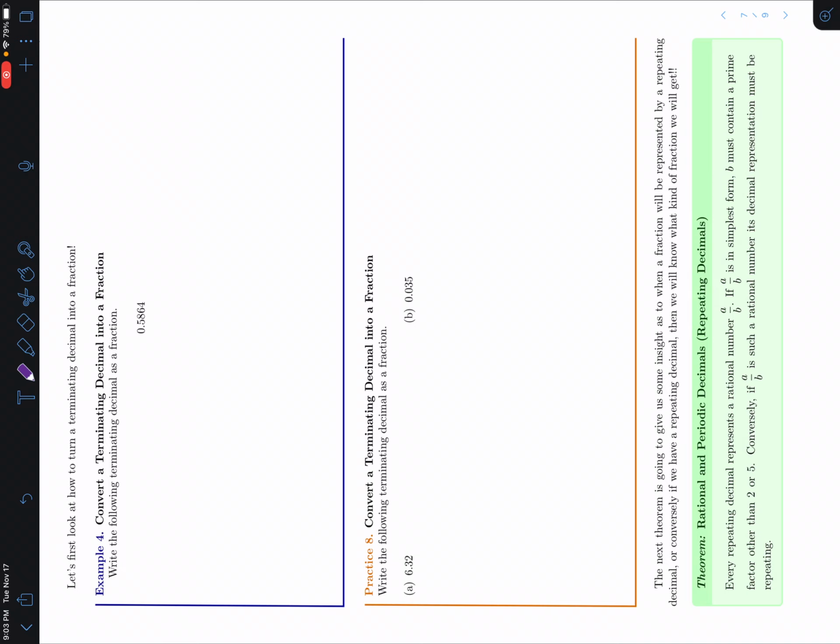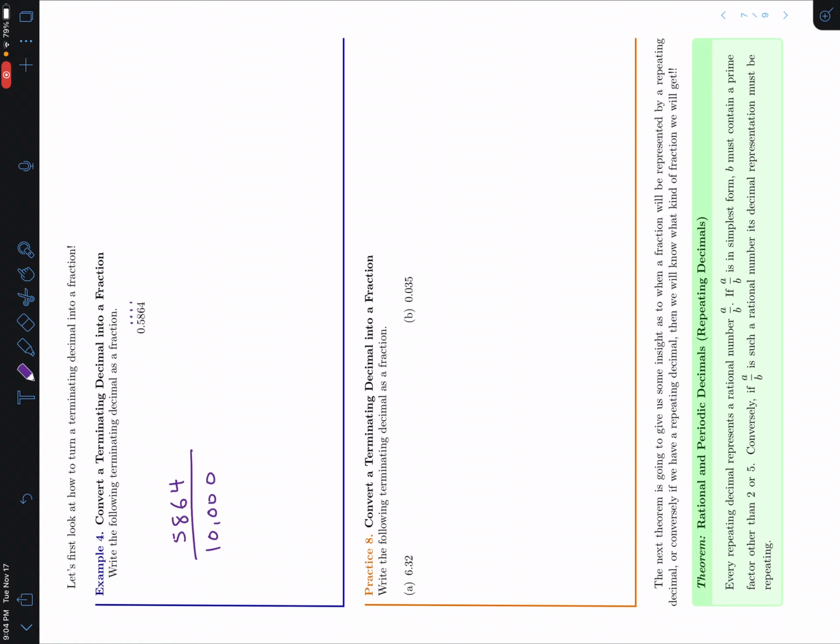So what we want to do is actually just turn it into a fraction by using our 1 over 10, 1 over 100, 1 over 1,000, 1 over 10,000, whatever we need to do. So in this case, I've got the tenths, the hundredths, the thousandths, the 10,000ths place. So my 4 is in the 10,000ths place. So to write this as a fraction, what I want to do is take 5864, put it on top, and then write it over the position. So in this case, over 10,000. Look at that. Easy as pie.